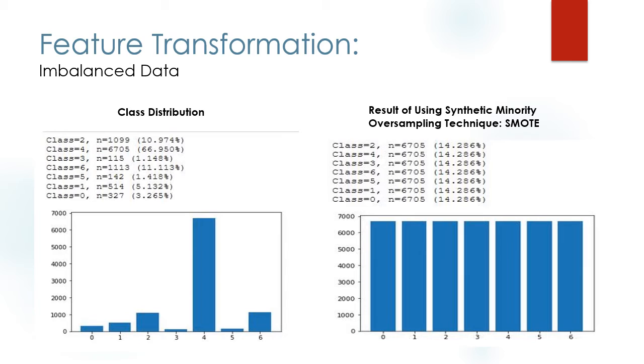The chart on the left shows the original dataset distribution, with 66.95% of the lesions being assigned to class 4 and only 1.14% assigned to class 3. The chart on the right shows the results after performing the oversampling technique, balancing out our dataset.